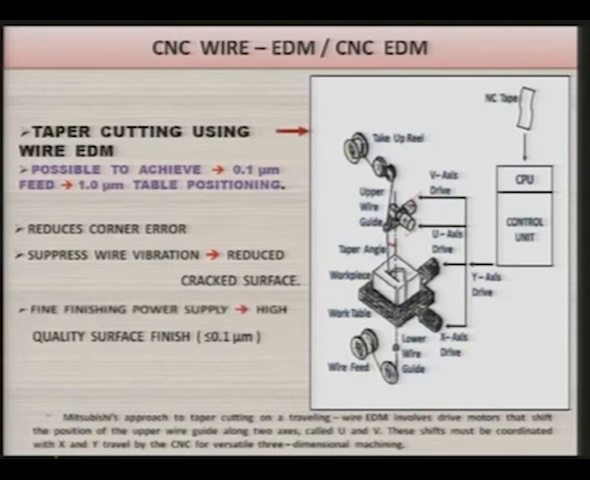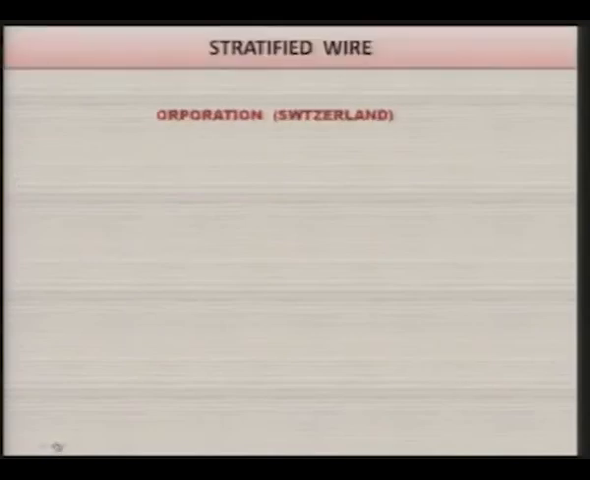Fine finishing power supply, you get high quality of surface finish. The surface finish that you can obtain by wire EDM process is less than or equal to 0.1 micron, which is a very good surface finish, and you have to control the machining parameters accurately to get such kind of surface finish on the machine component.